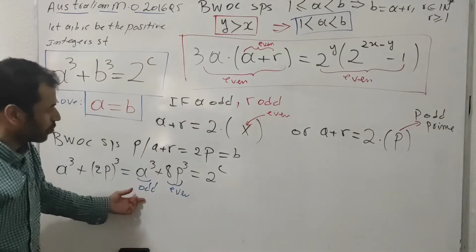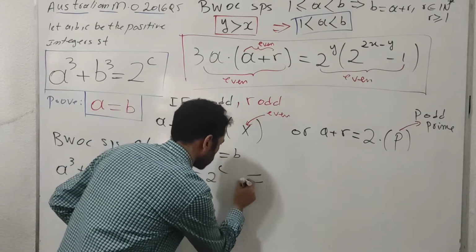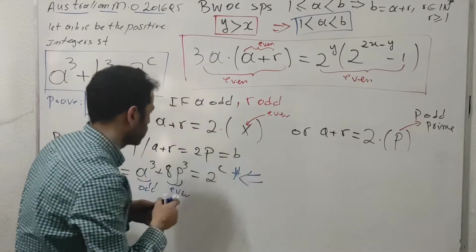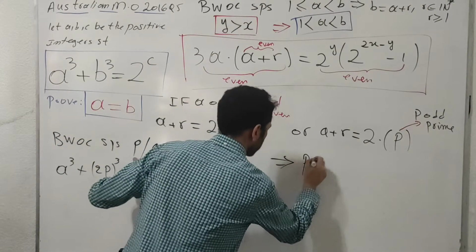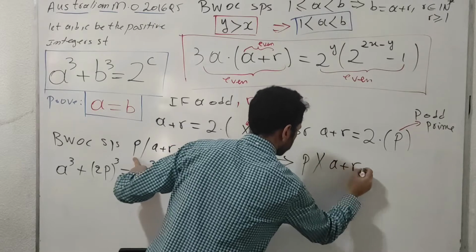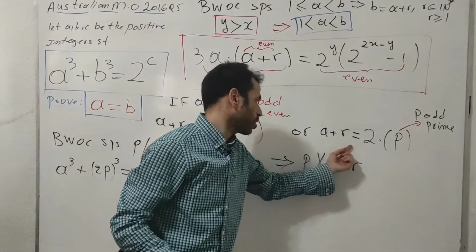So that means the left hand side of this equation is odd, but the right hand side of this equation is even. This also contradicts our assumption. So this one is telling us p does not divide a plus r. That means p, as an odd prime, is not a factor of a plus r.